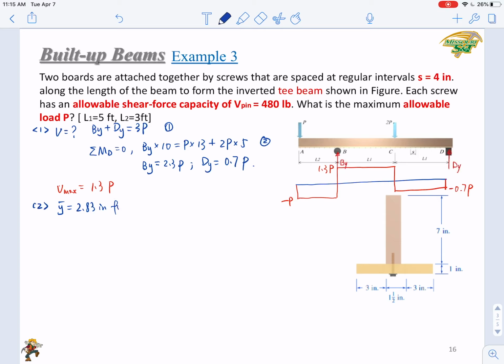inch from bottom. So this is the global centroid, meaning that here y bar equals 2.83. And I is determined as 113.5 inch to the fourth.